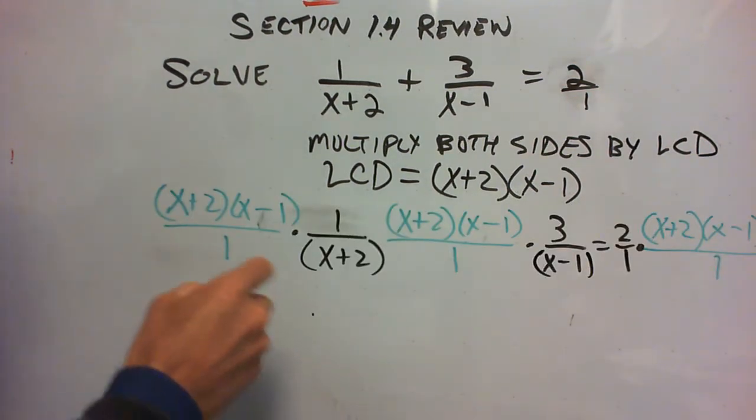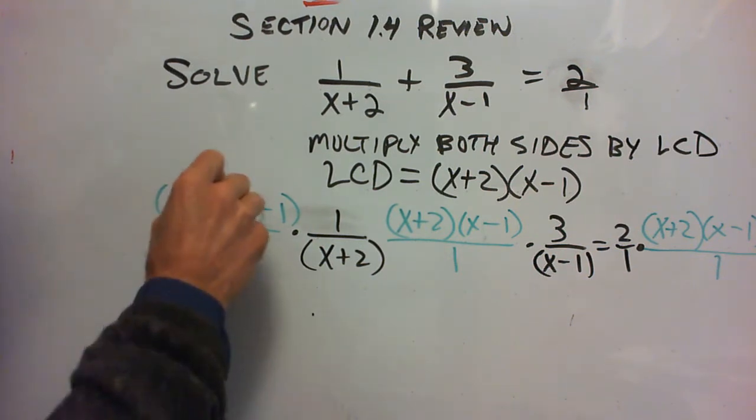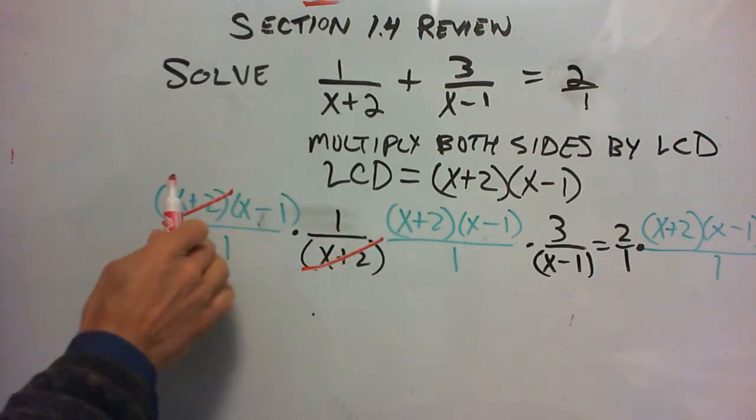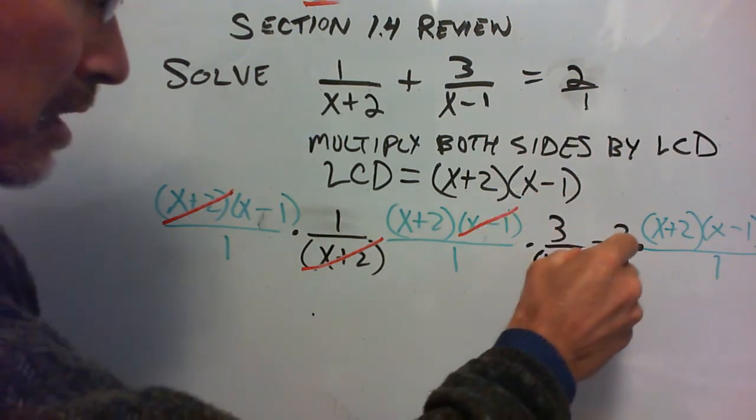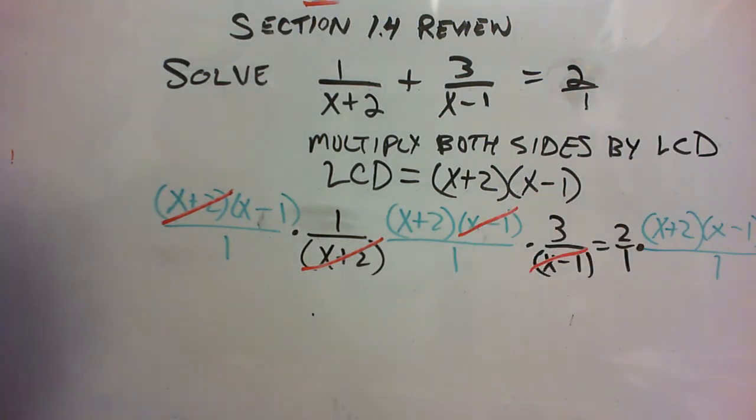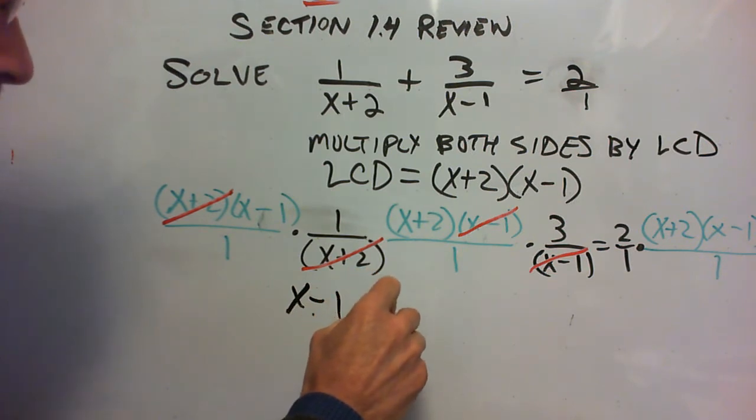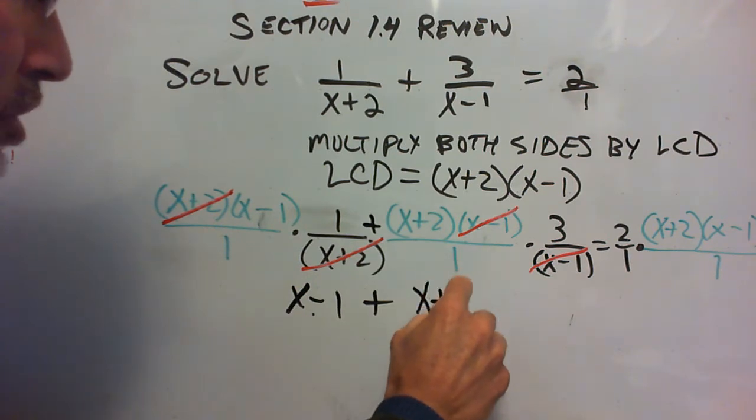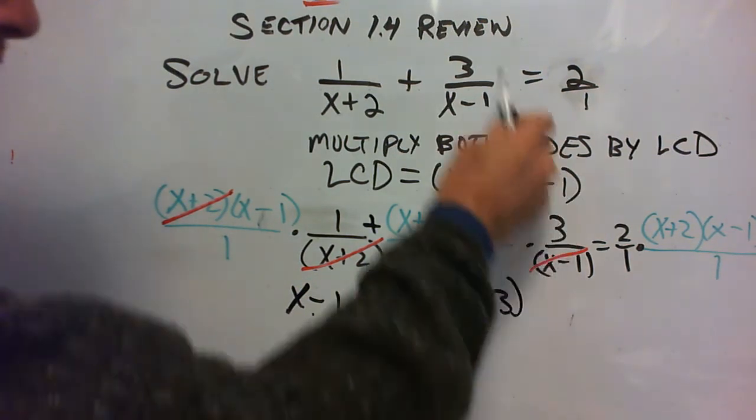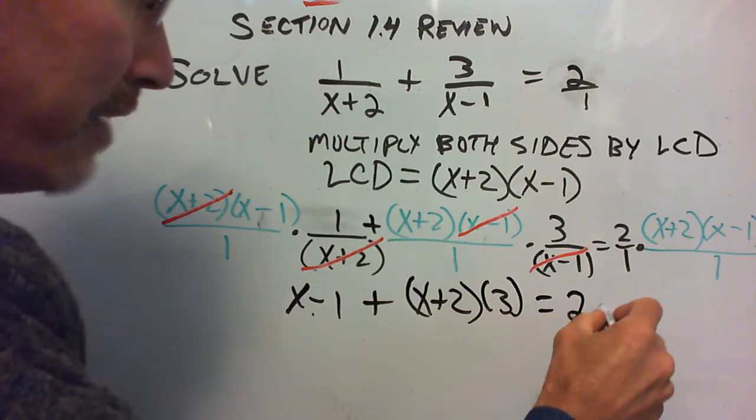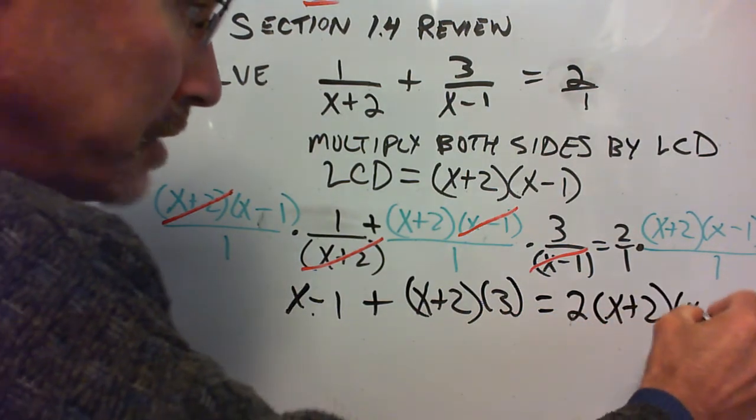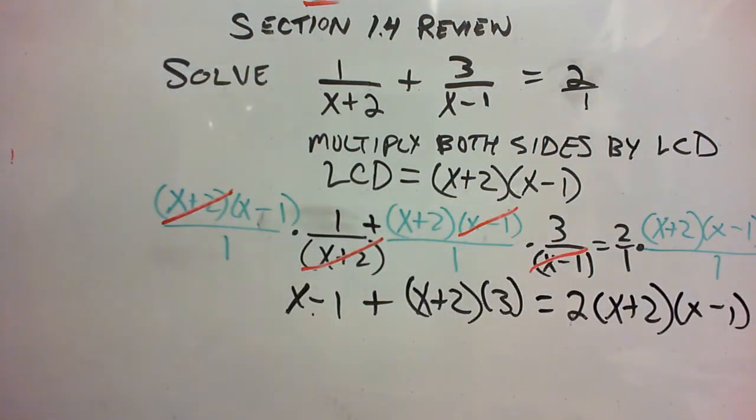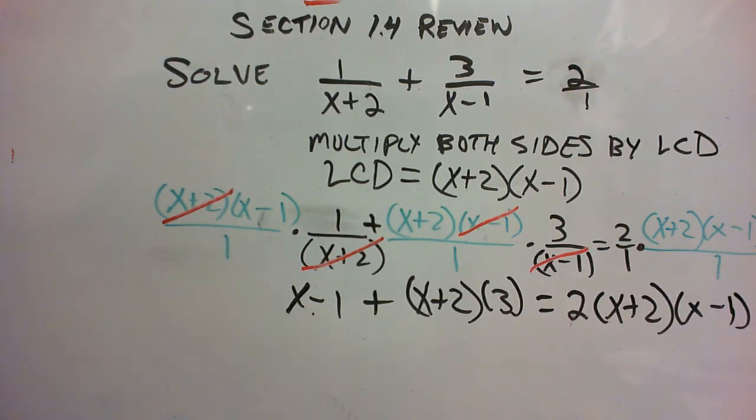Okay, so just to get you off on the right start here, we do that multiplication. And we see that the denominators all cancel away on the left side. So you're left with the equation x minus 1, and it should be plus in between there, plus x plus 2 times, don't forget the 3 that's left there. And on the right side, you have 2 times x plus 2 times x minus 1. So that's our new equation without the fractions in it anymore. And now we have to solve that by multiplying everything out and simplifying and then solving.